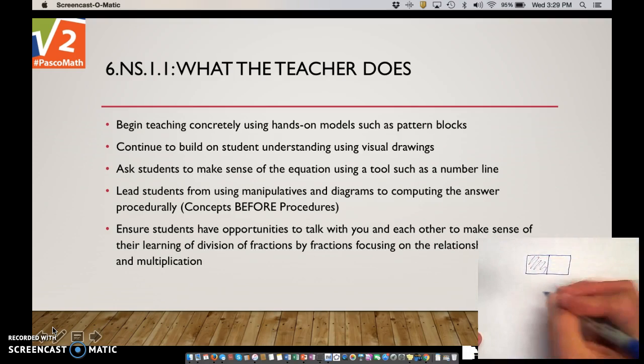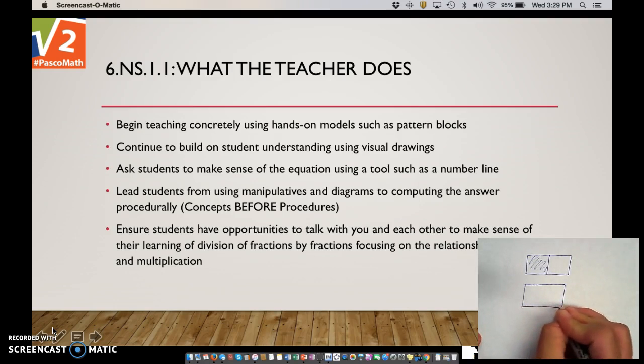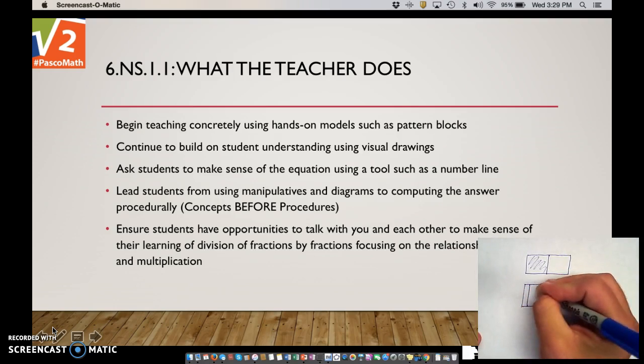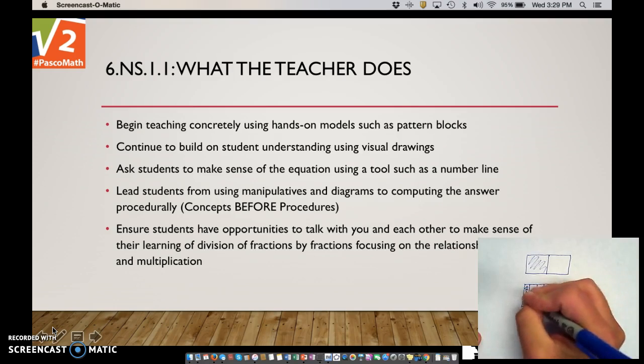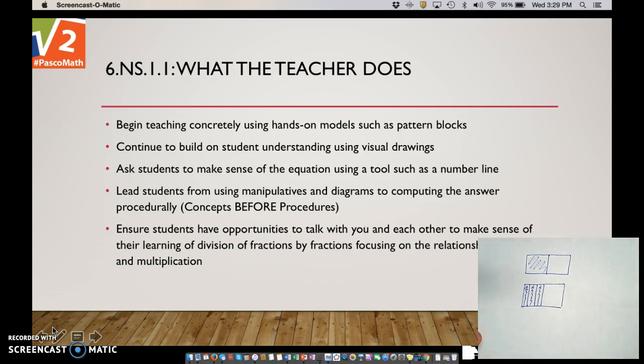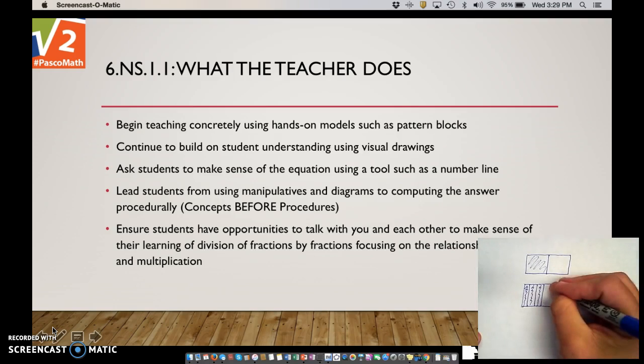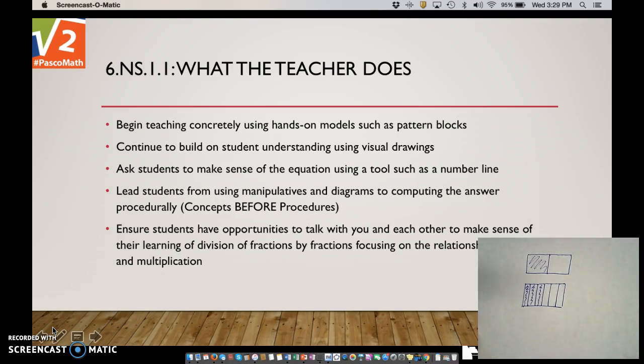Well, if this is all I have and I want to share it with 3 people equally, I'll redraw it down here. So I need to split this up for 3 people. Pretend those are equal. And so then that's how much each person gets, but how much of the whole is that? We want students to explore and figure out that it is 1/6 size pieces that they would have there. So again, this is just getting them to explore a little bit visually using pictorial models. We can also ask students to make sense of equations using a tool such as a number line.